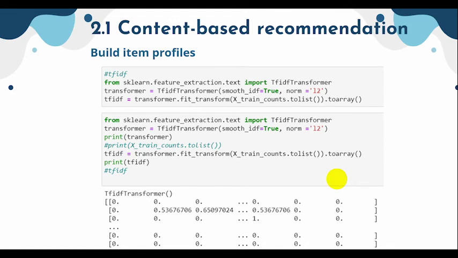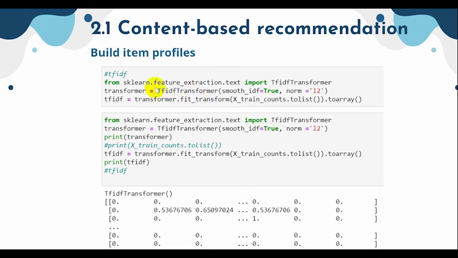TF-IDF stands for term frequency inverse document frequency of records. It can be defined as the calculation of how relevant a word in a series or a corpus is to a text. So if you get a high TF-IDF score for a word, that means that word is more relevant to the given text than the other words.